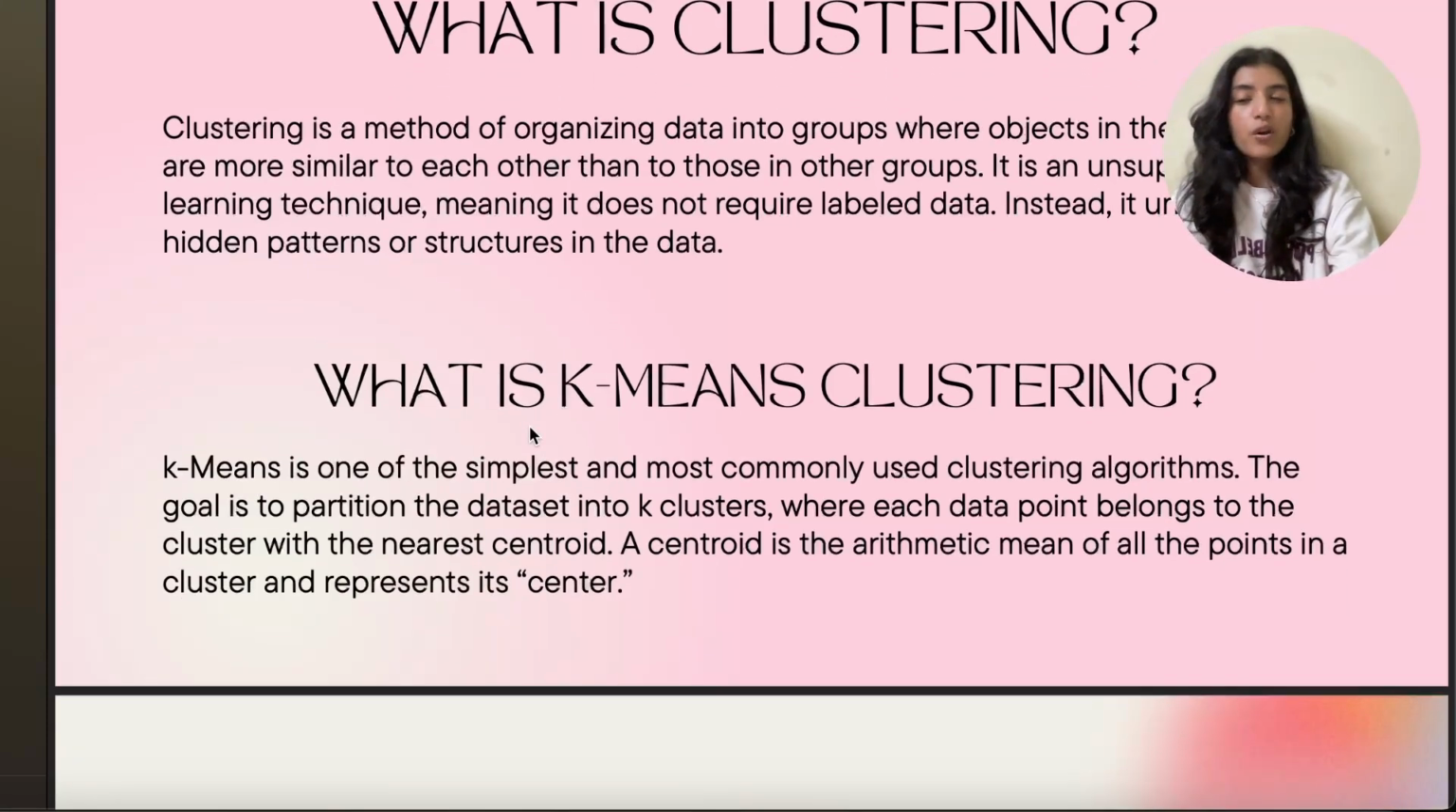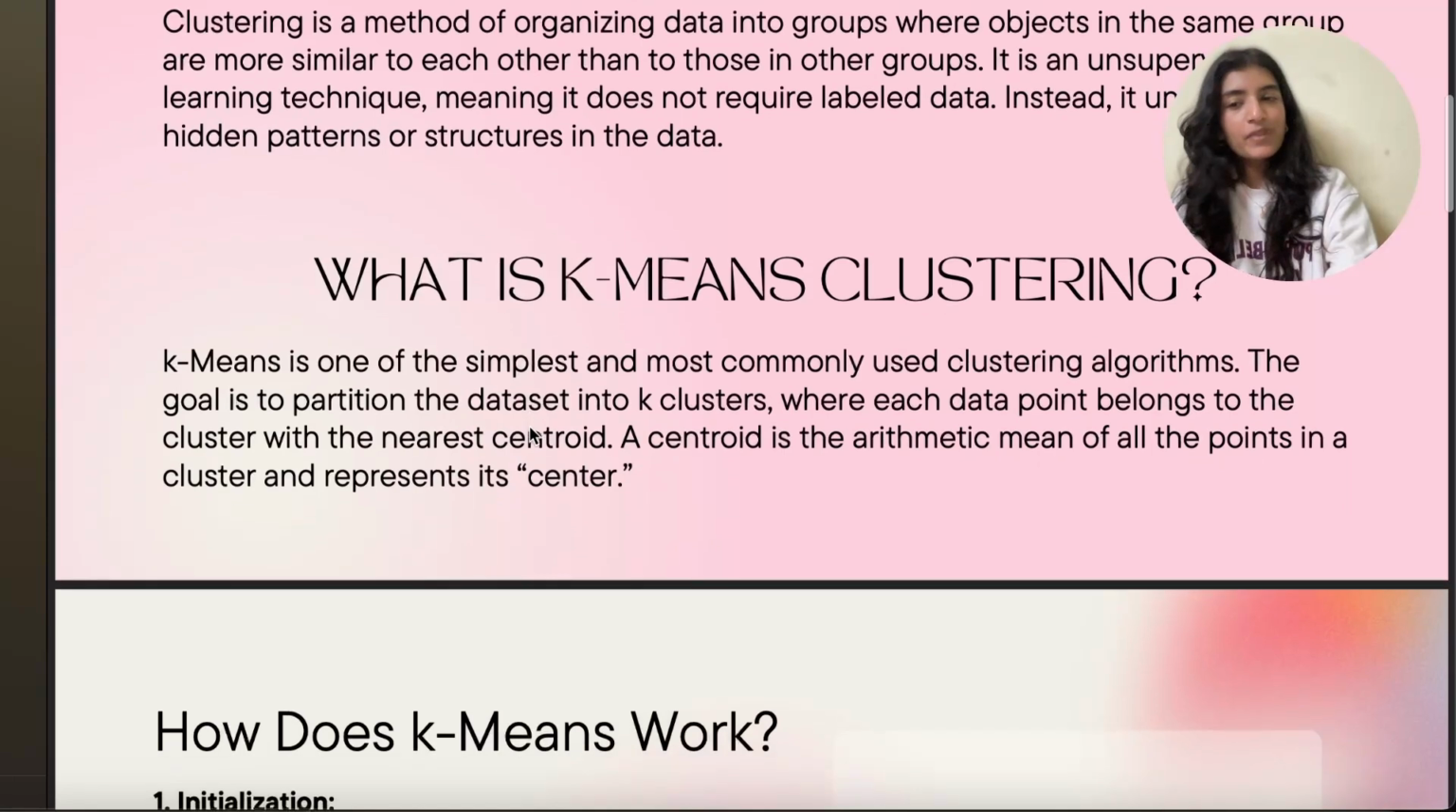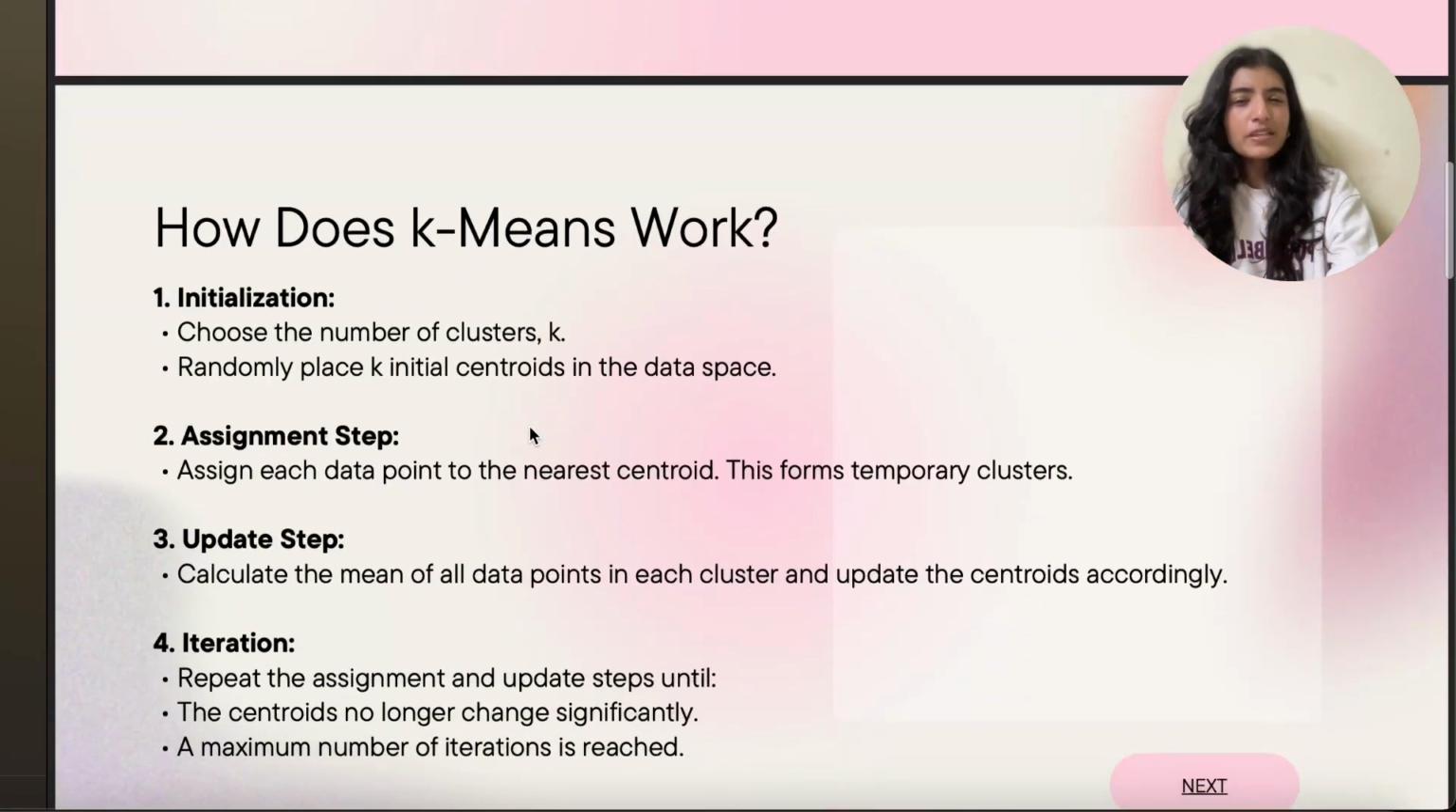So, now let's talk about k-means. K-means is a clustering algorithm that divides the data into k groups or clusters. The key idea is to minimize the distance between the data points and the center of the assigned clusters, known as the centroid. So let me tell you how it works.